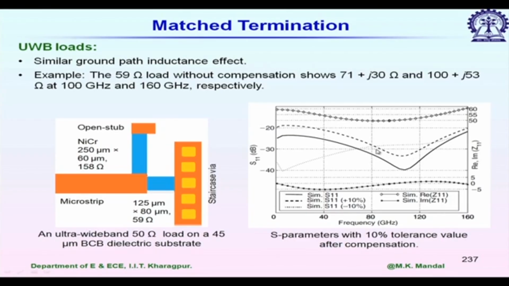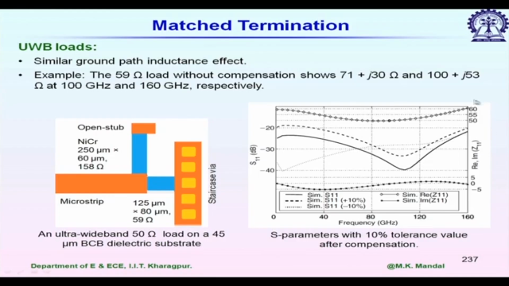Now, you see the result. On the left hand side it is showing S11. The actual S11 value for this design, given by the solid line, is always below minus 20 dB, so 25 dB from 0 to almost 150 gigahertz. Now, considering plus minus 10% fabrication tolerance, even then, with this dashed line and dotted line, you can say it is below 20 dB over 0 to 160 gigahertz.